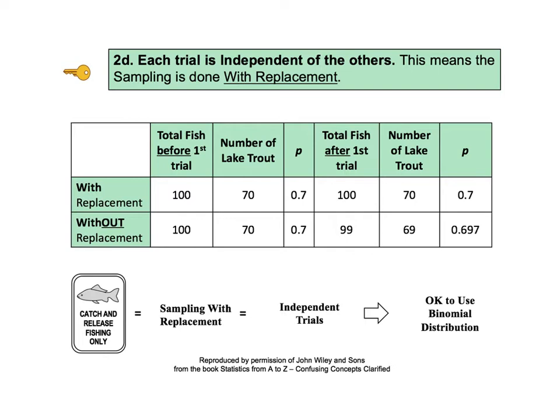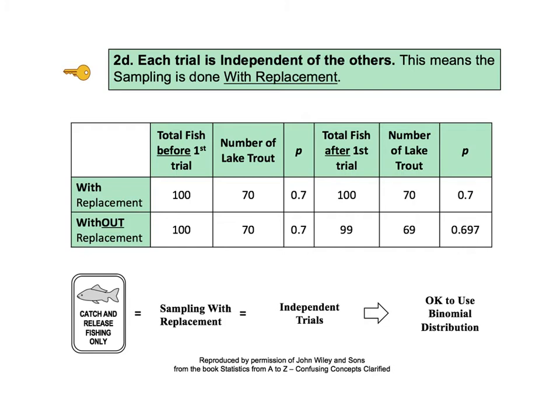If we catch a lake trout and then throw it back before trying to catch the next fish, that is called sampling with replacement. Each time we drop our line to catch a fish, which is one trial, the probability of catching a lake trout remains 70%. This is because there are still 100 fish in the lake and still 70 lake trout. The probability of each trial does not depend on the outcomes of any other trials. The trials are independent of each other, and that is a requirement for a binomial experiment.